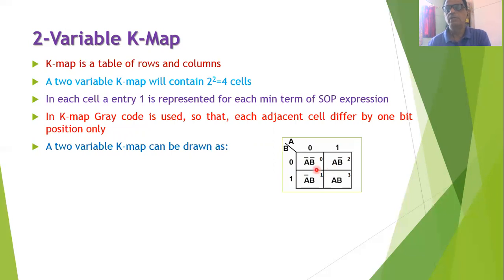This cell will represent the min term A bar B bar. This cell will represent the min term A bar B. This cell will represent the min term A B bar. And this cell will represent the min term AB.